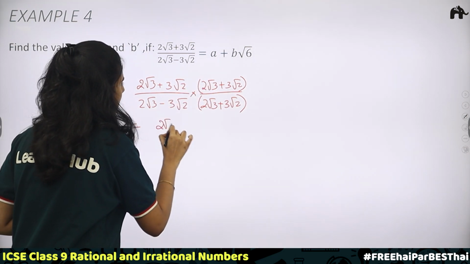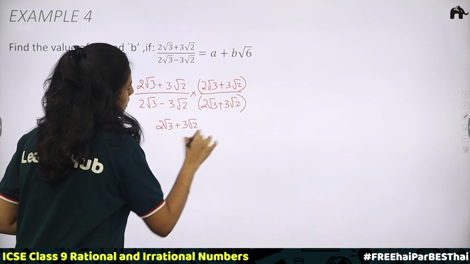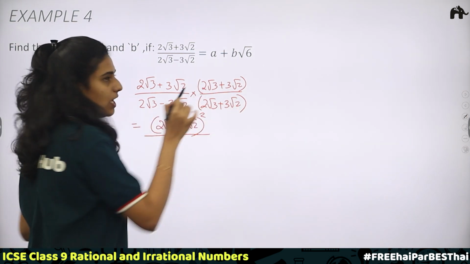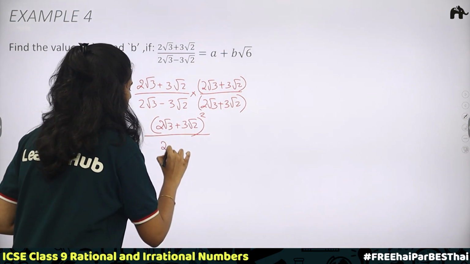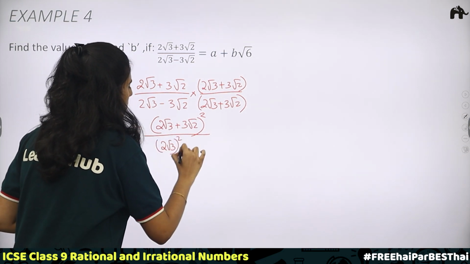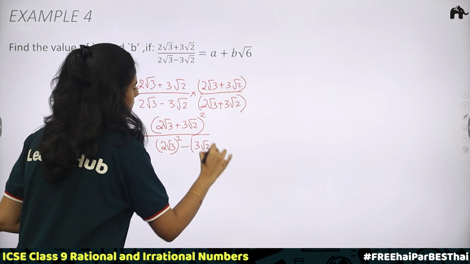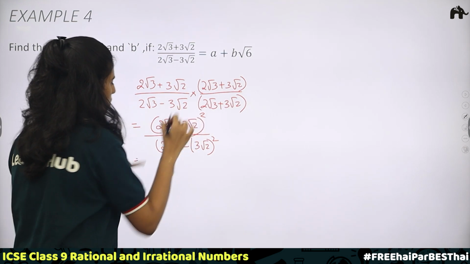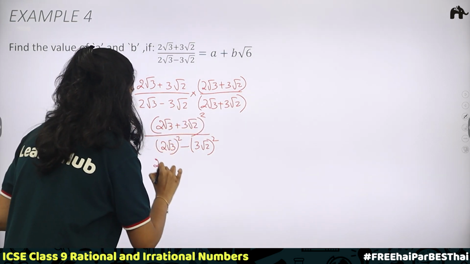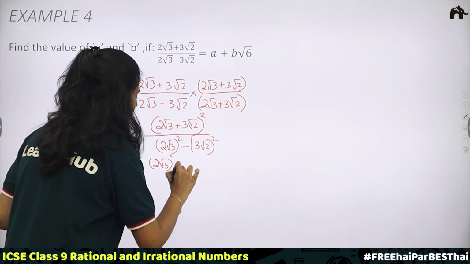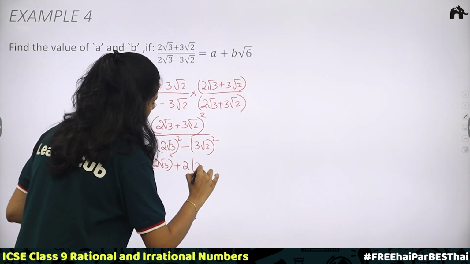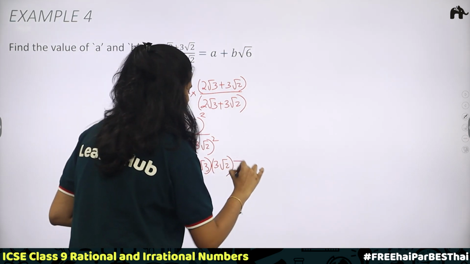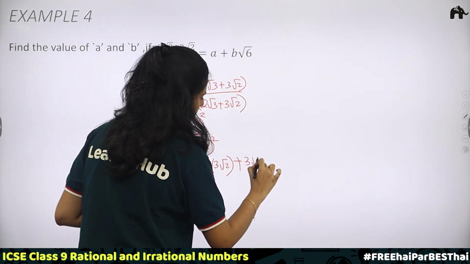Therefore, 2 root 3 plus 3 root 2 whole square divided by A minus B into A plus B is A square minus B square. That is 2 root 3 whole square minus 3 root 2 whole square. Okay. So, here first A plus B whole square. A square is 2 root 3 whole square plus 2AB, 2 into 2 root 3 into 3 root 2, plus B square, 3 root 2 whole square.